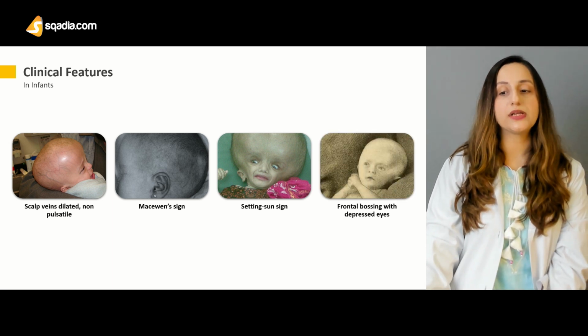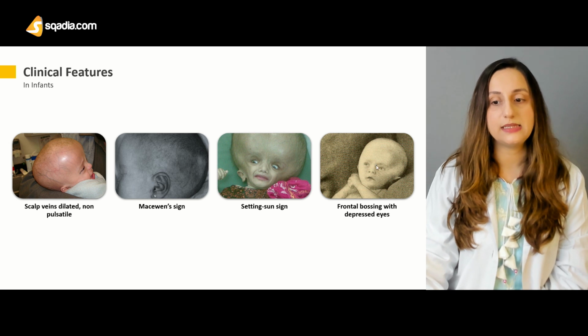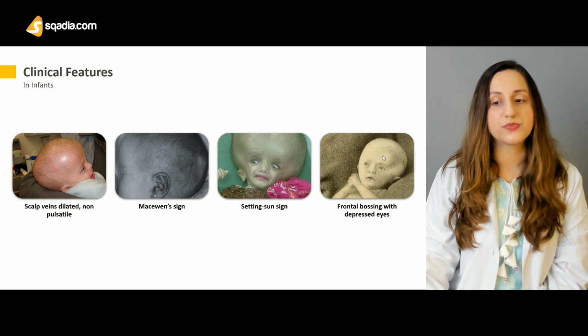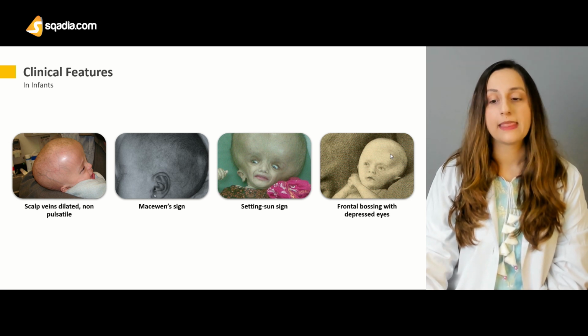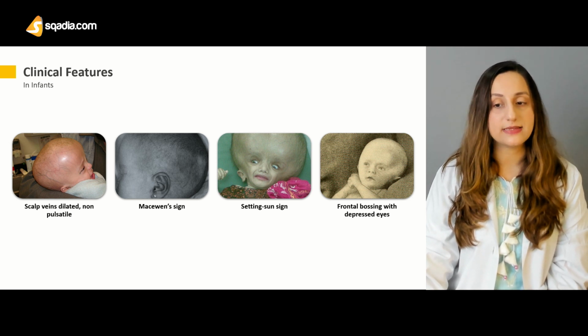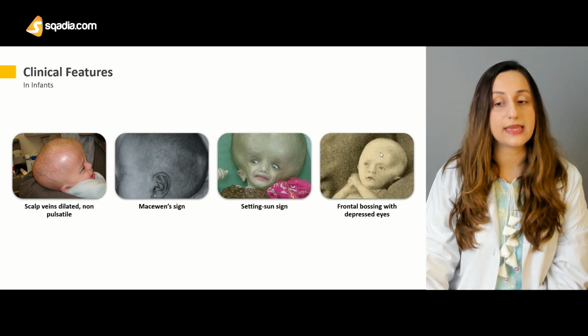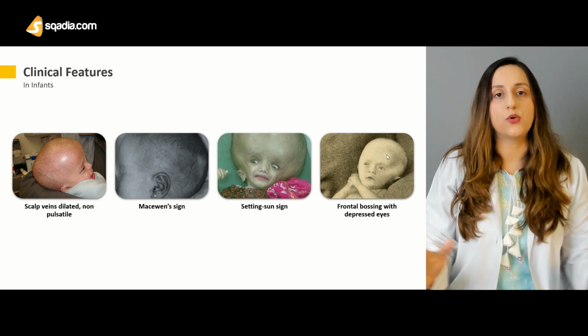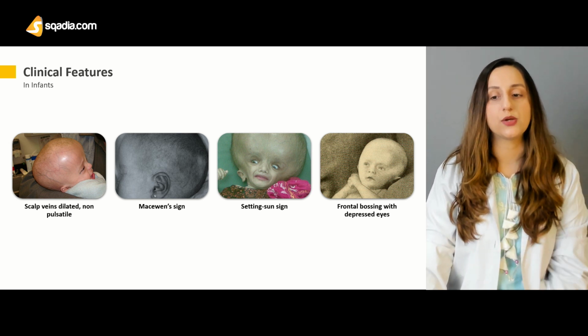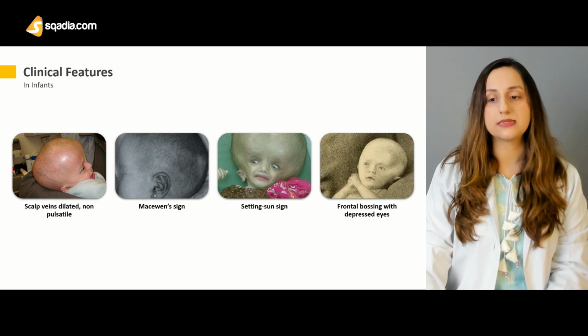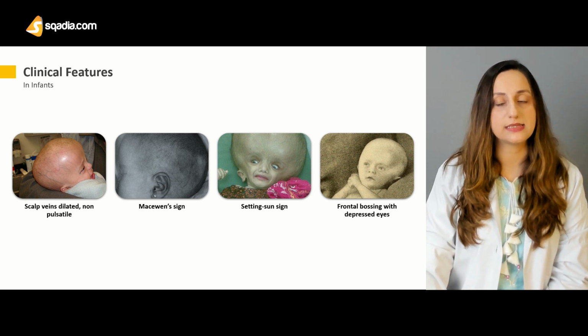Then we have the frontal bossing. This is basically the enlargement of all of these impressions. This is known as the frontal bossing with the depressed eyes. So the downward gaze is also associated with the frontal bossing, and it's due to the enlargement or the broadening of the forehead that the frontal bossing is more likely to give the sunset appearance.